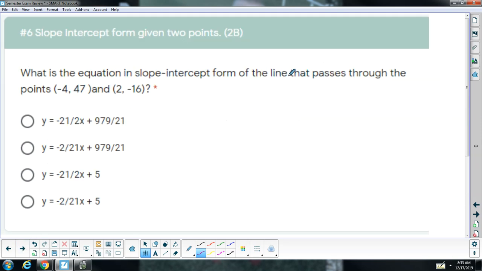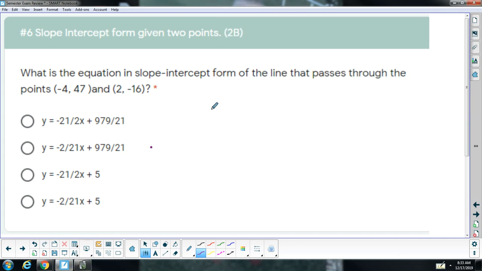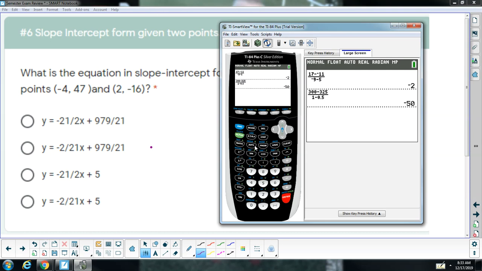What is the equation in slope-intercept form of the line that passes through these 2 points? So the first thing we need to do is find our slope. Let's remind ourselves, slope-intercept form, y equals mx plus b. So I'm going to find my slope. I'm going to do alpha y equals, enter.